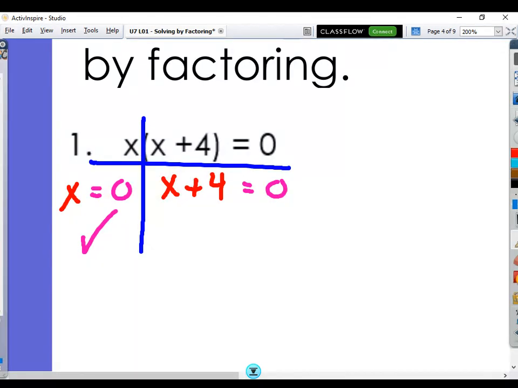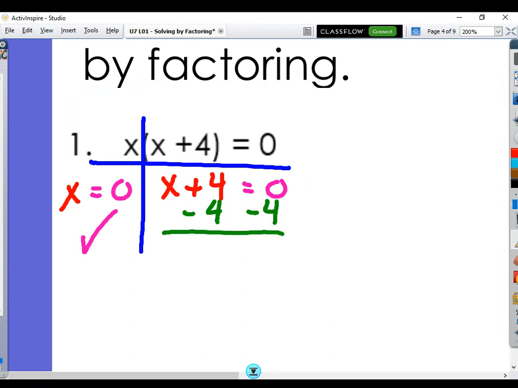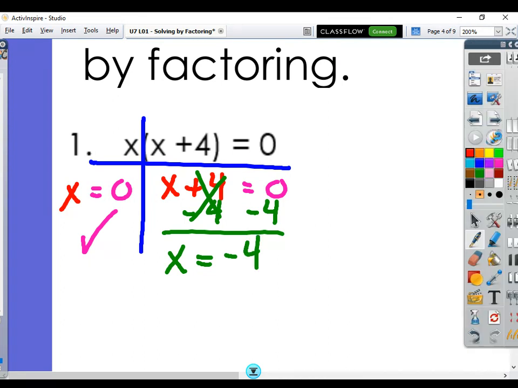But for the right-hand side, this is where I said we're going to bring back a little bit of middle school. We just have a really easy one-step equation. How would we get that plus 4 to the other side? We would subtract it. So if we subtract 4 from both sides, we're left with x equals negative 4. And that's my second solution.